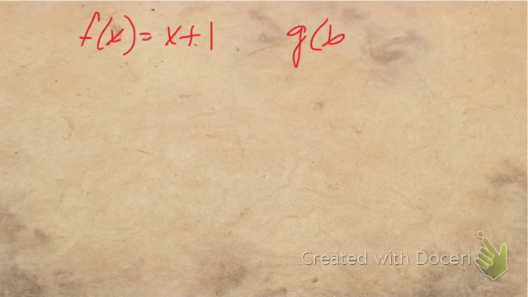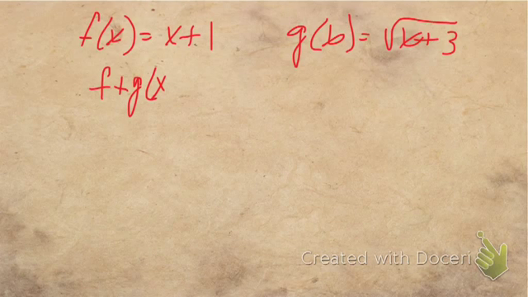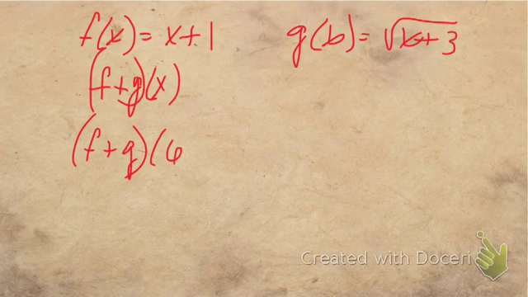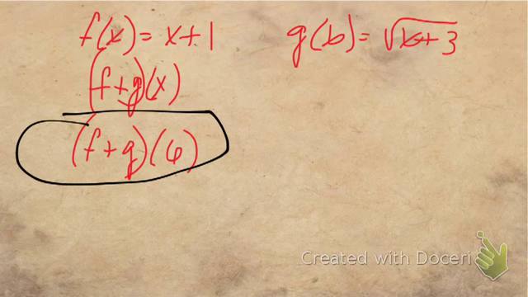But anyway, let's at least look for a minute at the domain there. Let me write that up here again. f of x equals x plus 1, and g of x equals square root of x plus 3. Okay, we just had that up there. We put those together as f plus g of x a minute ago, and you found out that that was x plus 1 plus the square root of x plus 3. But let's say we make a little bit of a difference here and do f plus g of 6. How is that different than the one we just did right there?